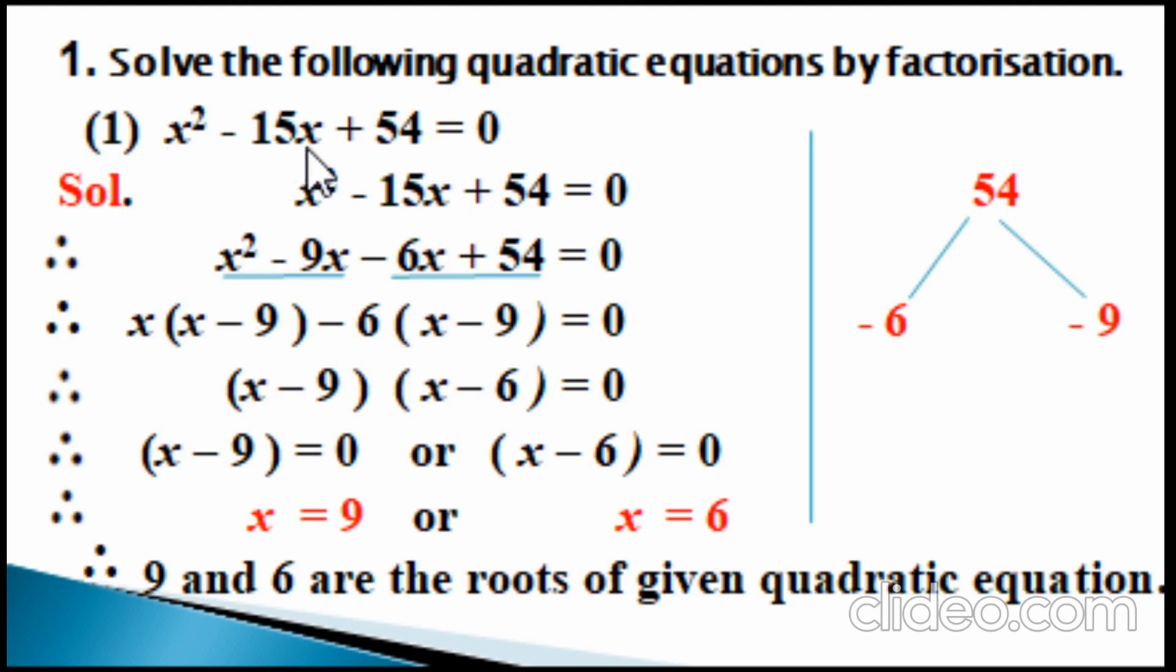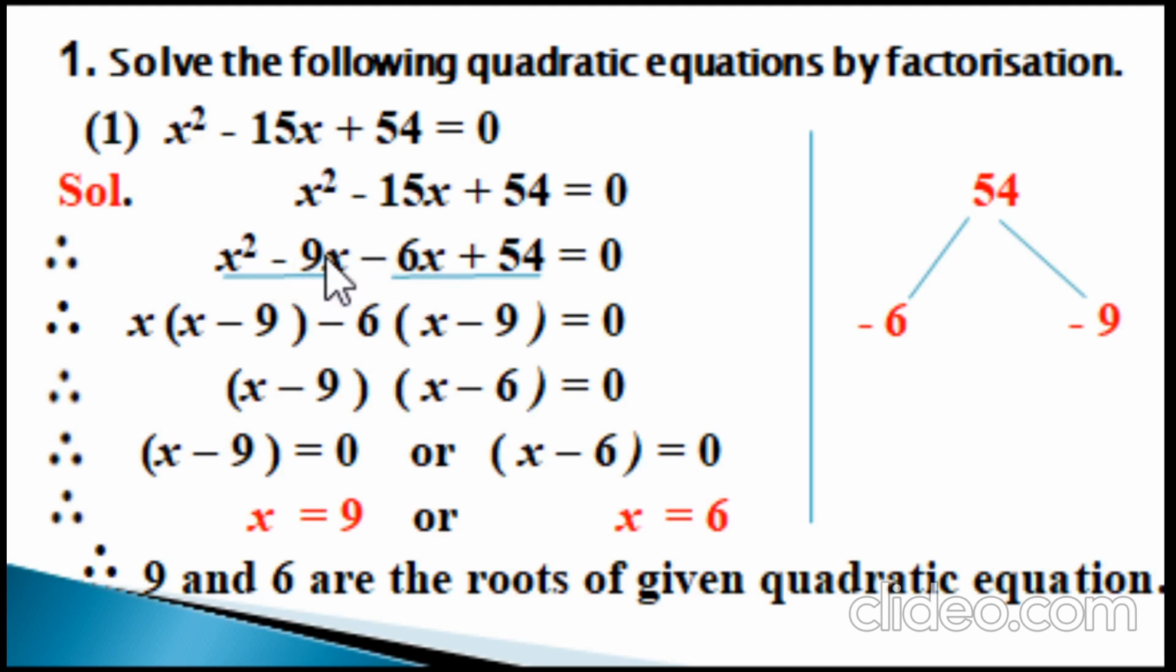First question is x square minus 15x plus 54 is equal to 0. In this question a is 1 and c is 54. So 1 into 54 is 54, that is positive 54. Now we have to find two numbers whose product is plus 54 and whose addition or subtraction is minus 15. So the numbers are 6, 9, minus 6, minus 9. 6 nines are 54 and minus 6 minus 9 is minus 15. So instead of minus 15x we have taken minus 9x minus 6x.